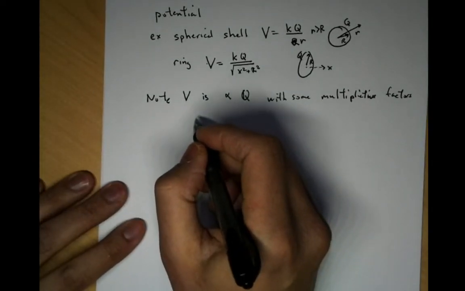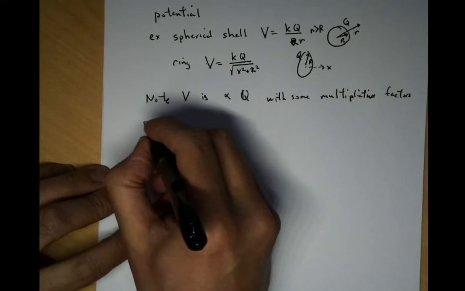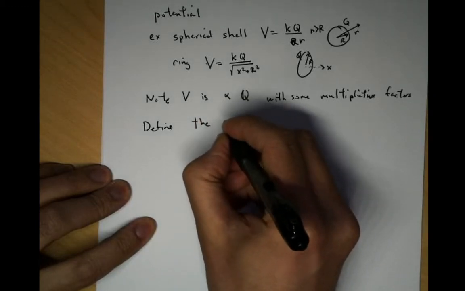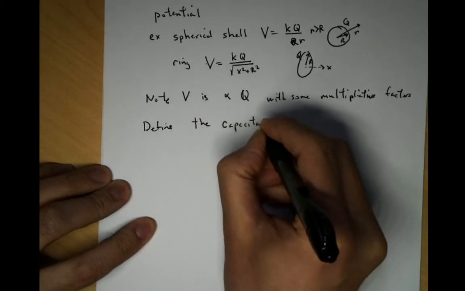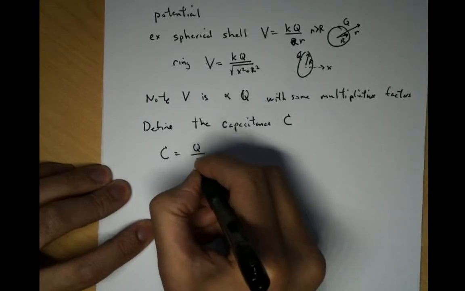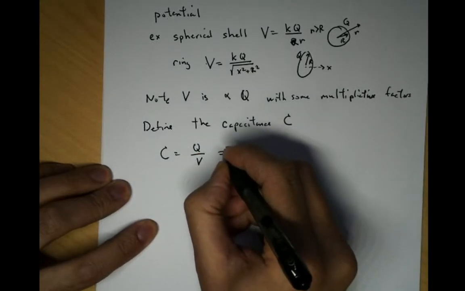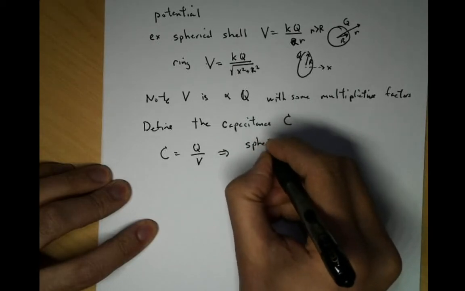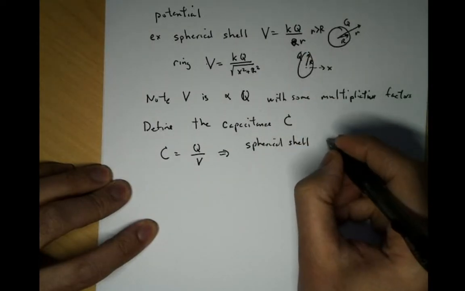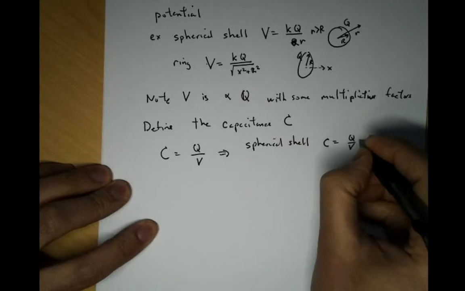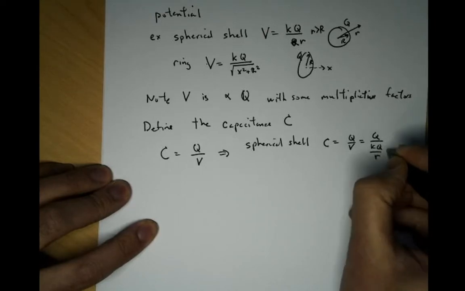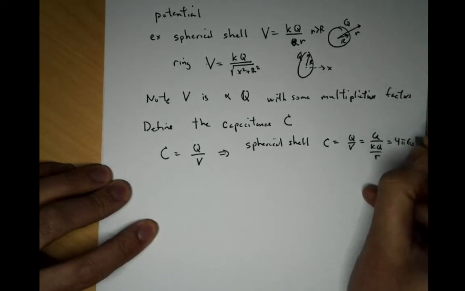So let me define the capacitance C. Well, C is equal to Q over V, okay? So what it means is that for a spherical shell, C is equal to Q over V, Q over KQ over R, that's 4 pi epsilon naught R.